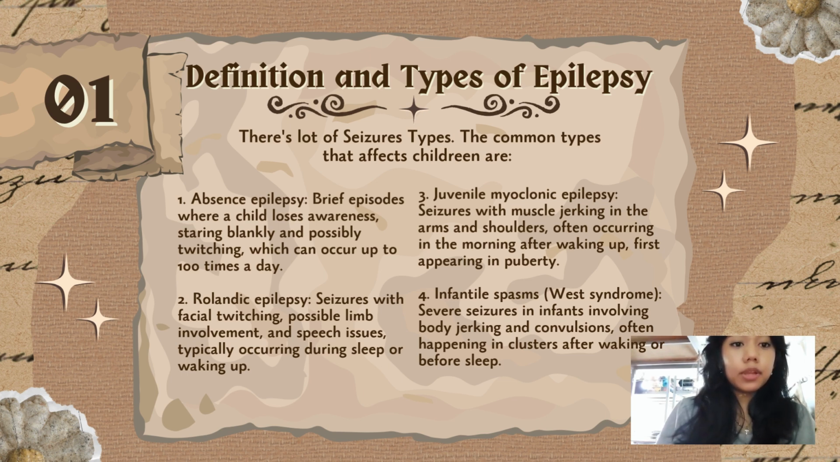The fourth one is infantile spasms, or what we usually call West syndrome. This is a severe type of epilepsy that nearly always starts in babies. During seizures, the child's whole body bends and stretches, and the muscles in their neck and torso convulse or jerk and twitch. The seizures usually occur shortly after waking up or while falling asleep. They often only last a few seconds, but can occur up to 100 times in a row, with breaks between them.